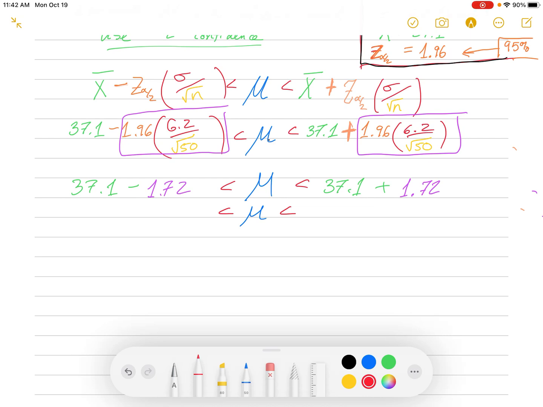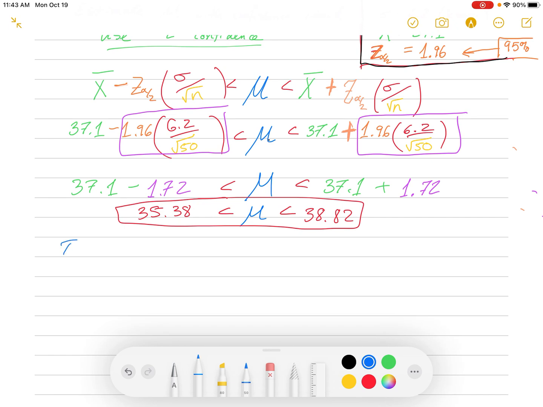So we're going to add 37.1 plus 1.72. That'll give us 38.82 as an upper bound, and as a lower bound, we're going to take 37.1 and subtract 1.72. We're going to get 35.38. But there's our confidence interval constructed.